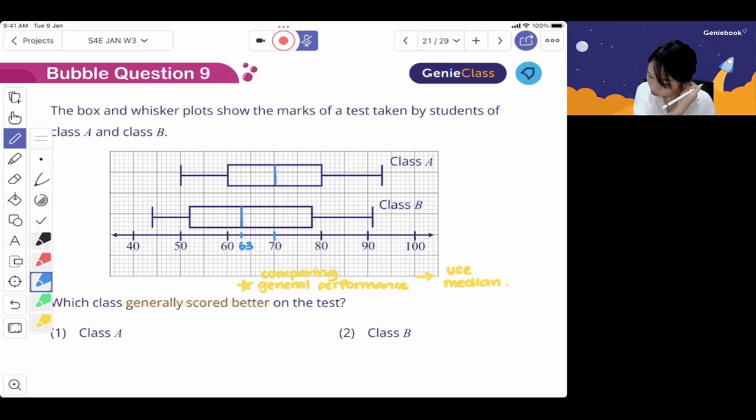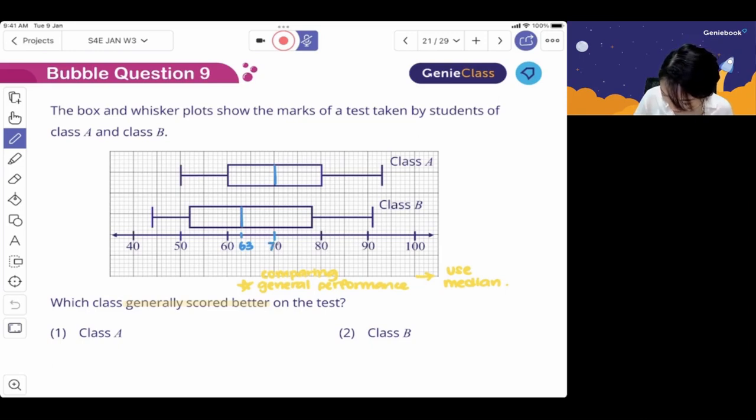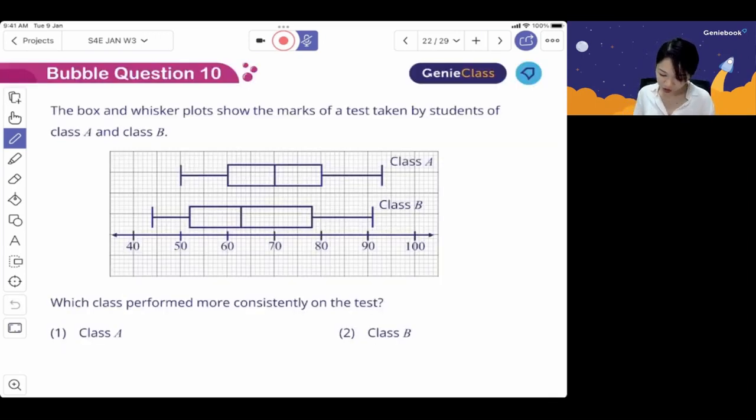Which class scored better? In this case, better means the score is higher, right? So which class generally scored higher? That will be class A. Very well done. Now continue.